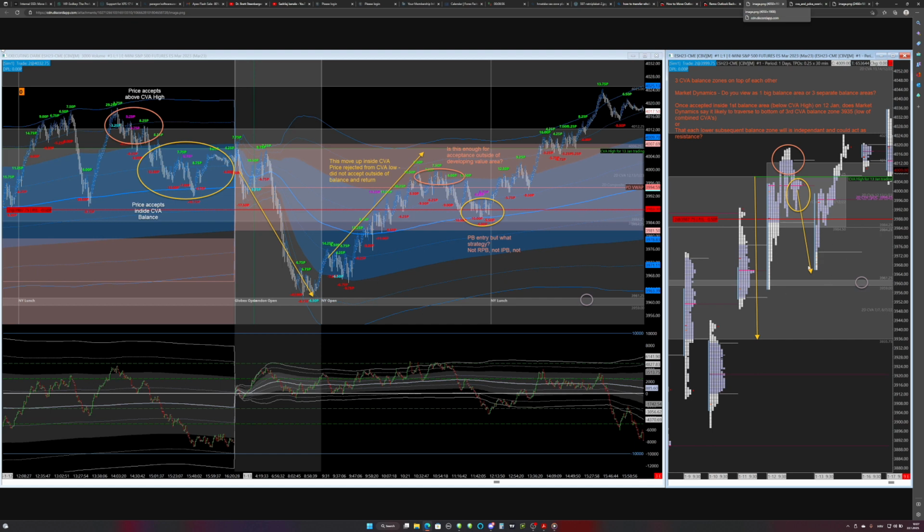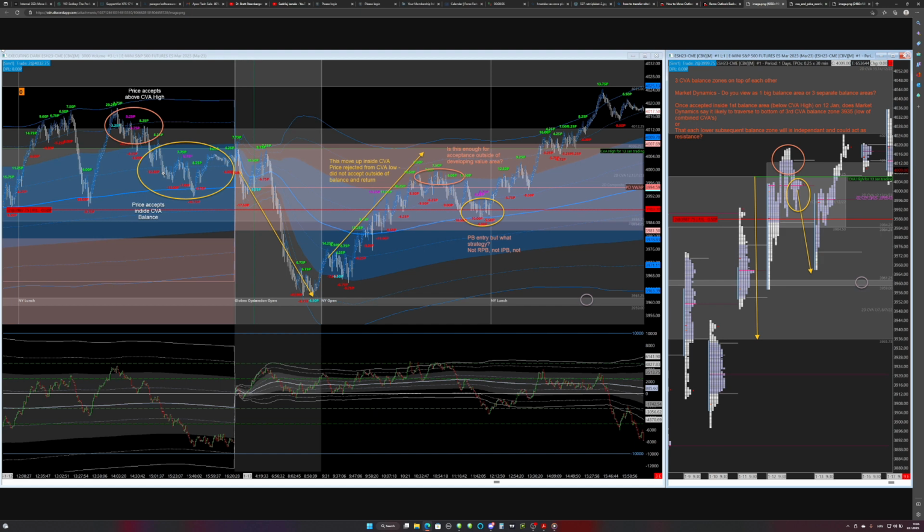What date was this? This is the 12th, and then the 13th was when it ripped up. Yeah, this is Thursday and Friday, the 12th and 14th, that week. So this is something that is a bit tricky to read.